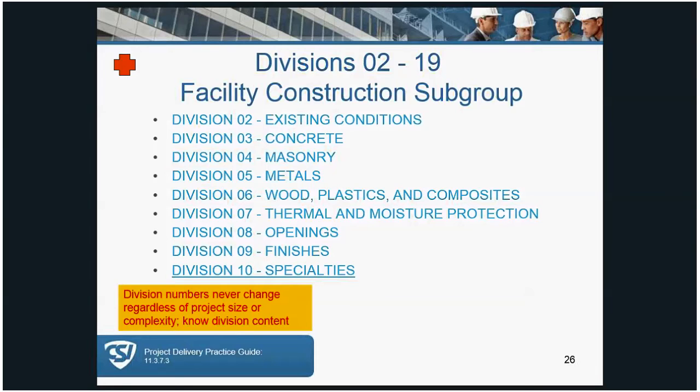Keep in mind that division numbers never change. You'll need to remember the division titles, so spend some time, make up some flashcards, and remember which divisions cover what products. A good way to remember Division 10 Specialties is that we have 10 fingers, so we are special. Again, division numbers never change. If you don't use a division, you keep it in there and you just note it in the title as not used. You don't suddenly change over to the next division number.